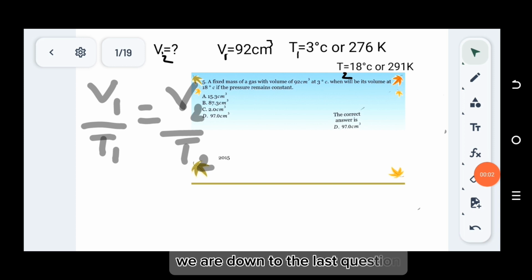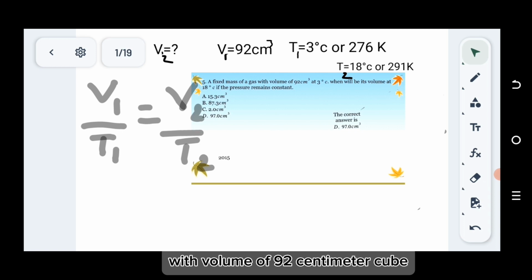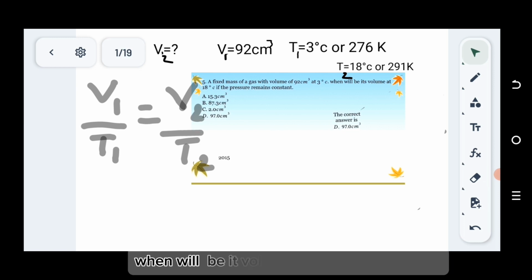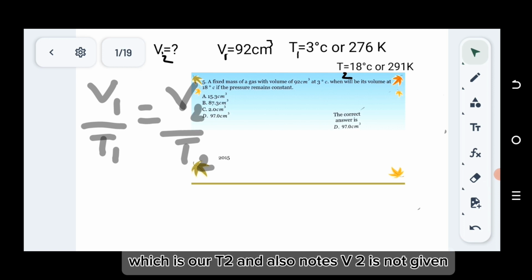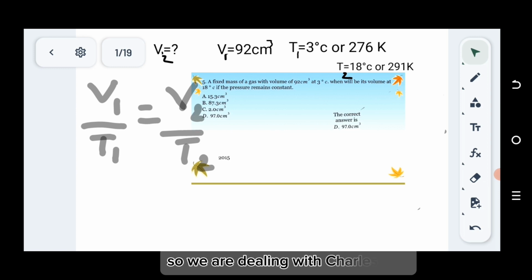We are down to the last question, which is gotten from 2015, and it says a fixed mass of gas with volume of 92 centimeter cube, which is our V1, at 3 degrees Celsius, which is our T1, what will be its volume at 18 degrees Celsius, which is our T2. And also note, V2 is not given, so we are asked to find V2. And also note, the pressure remains constant, so we are dealing with Charles' law since volume and temperature are given.